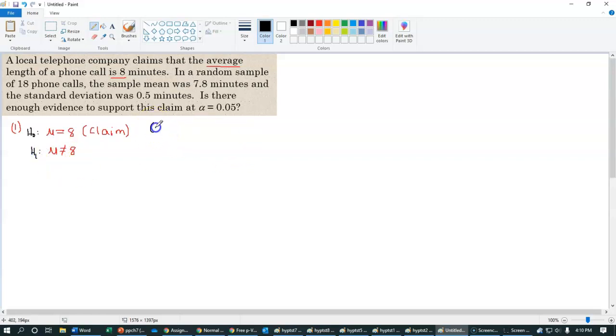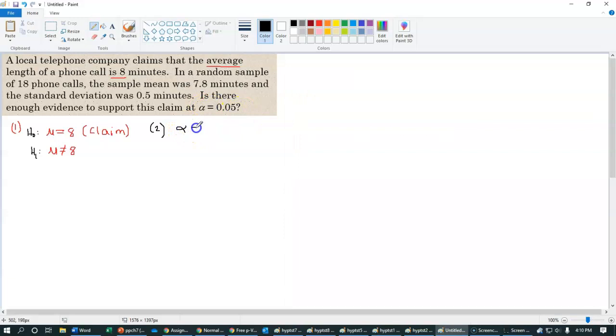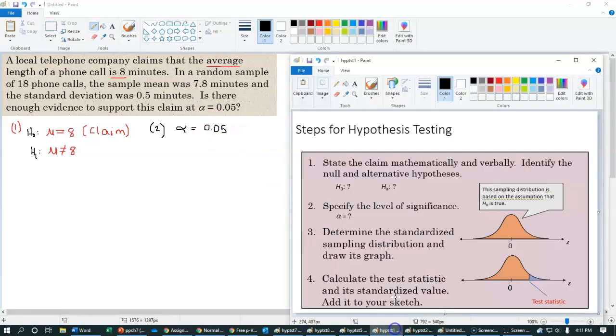Here we go with step number 2. Follow the steps, that's all you have to do. Specify the level of significance. My level of significance is 0.05. That's my alpha. That's the label for the level of significance. In step 2, I just need to find out how much is alpha. And I did it.